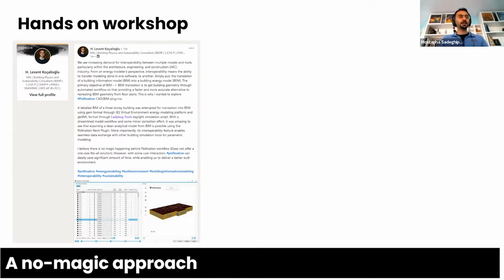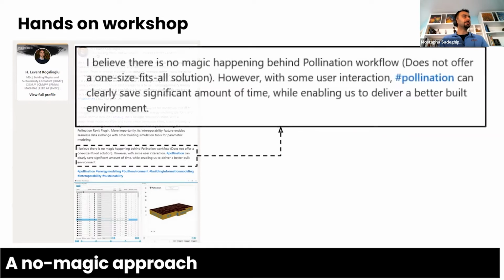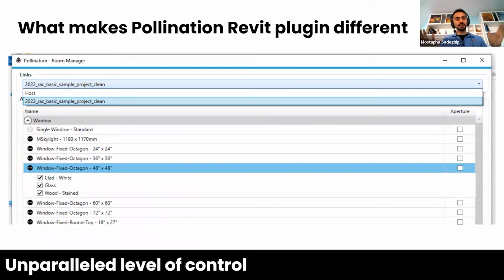So we have a no magic approach. That means there is no magic happening behind the workflow. It does not offer a one-size-fits-all solution. You see what you're doing, you see how you're doing it, and you can control it. That's the key. So we don't want to just hide it and say, oh, something like this happened, we solved it, we're geniuses. It's not like that.